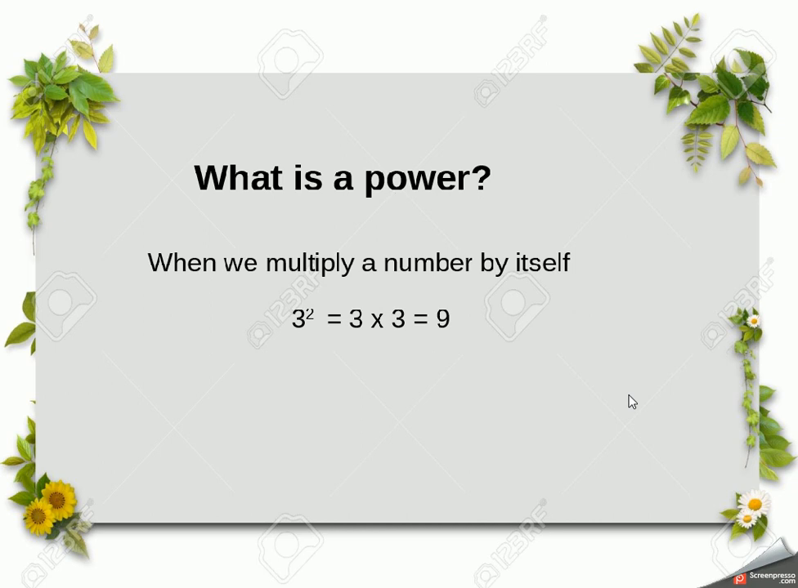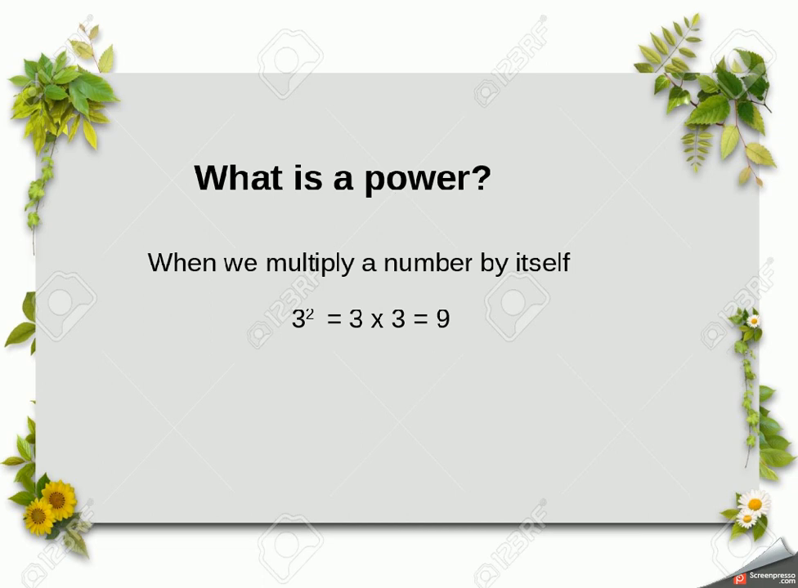So for instance, 3 to the power of 2 is when we multiply the number by itself, 3 times 3. So you can see the 3 comes up twice there. This is a little simplification of what a power is, and we'll look at it in a little bit more depth later on.